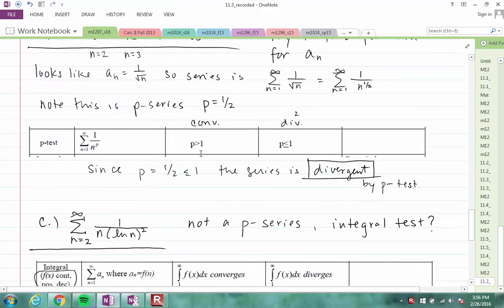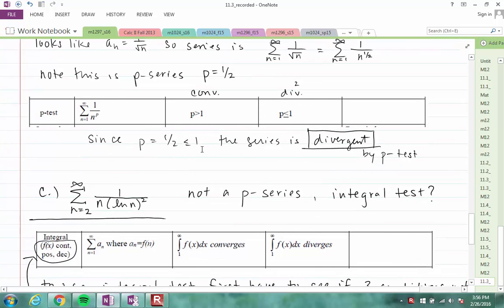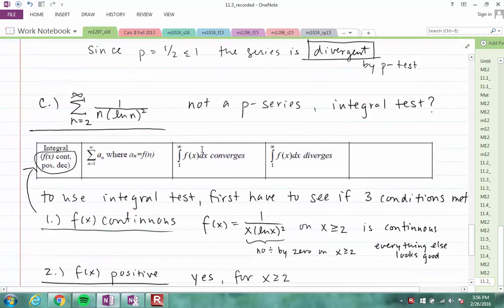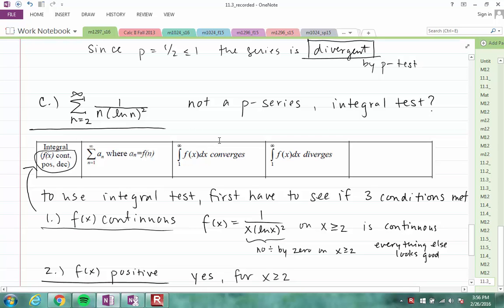Okay, we're in section 11.3, which is integral test and estimation of sums. This is example 1 part C that we're on. We've got the series of 1 over n times the quantity ln n squared. Notice the little thing different here is we've got n equals 2 for the start of the series.